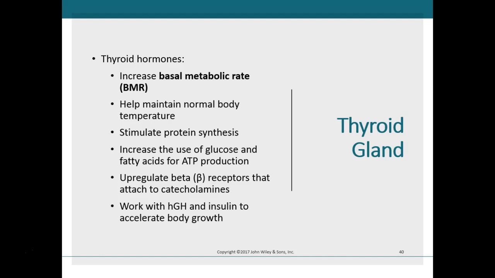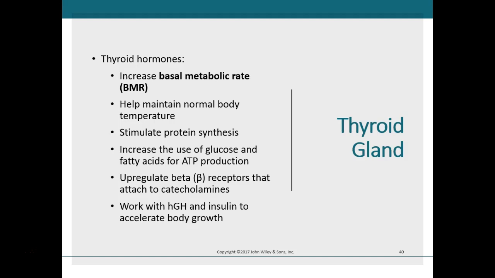All right, so now we figured out how to make it. Let's talk about what it does. Most body cells have receptors for thyroid hormones. T3 and T4 affect tissues throughout the body. They act on their target cells mainly by inducing gene transcription and protein synthesis, and then these proteins can carry out whatever their job is in the cell.